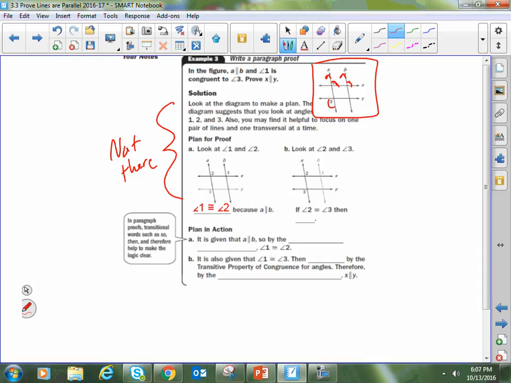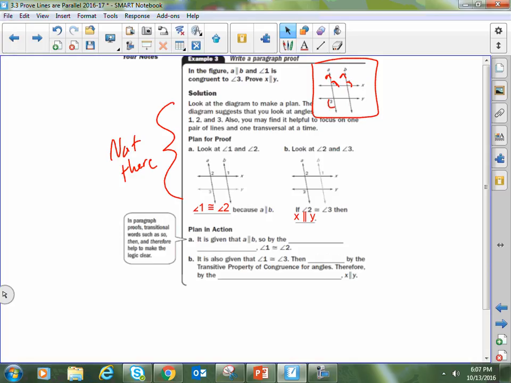those are alternate exterior angles between lines x and y, with line A acting as a transversal. So if I have alternate exterior angles that are congruent to each other, the only way that's possible is if lines x and y are parallel to each other.